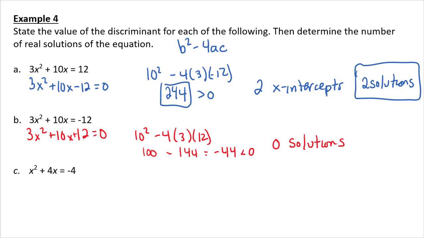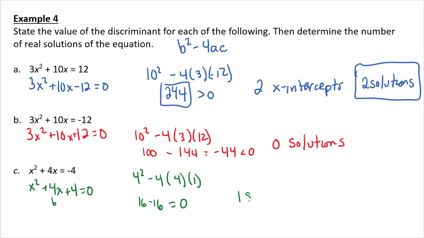Okay, and then the last example. Again, remember you're getting those equal to 0, so b squared, 4 squared, this is b, minus 4AC. I mixed those up. So 16 minus 16, I get 0. That tells me that there is one solution.